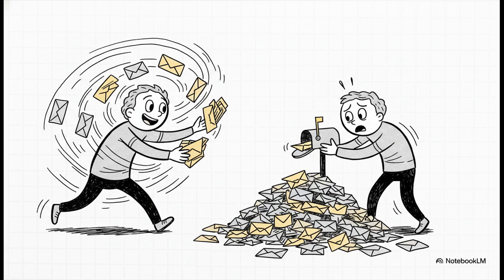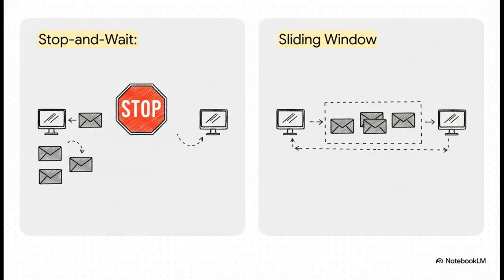That's exactly why we need flow control. And we've got two main strategies for this. The first is called stop and wait. It's exactly what it sounds like. The sender sends one packet, then stops, and waits for an "Okay, I got it" message before it sends the next one. Super simple, right? But also super slow.